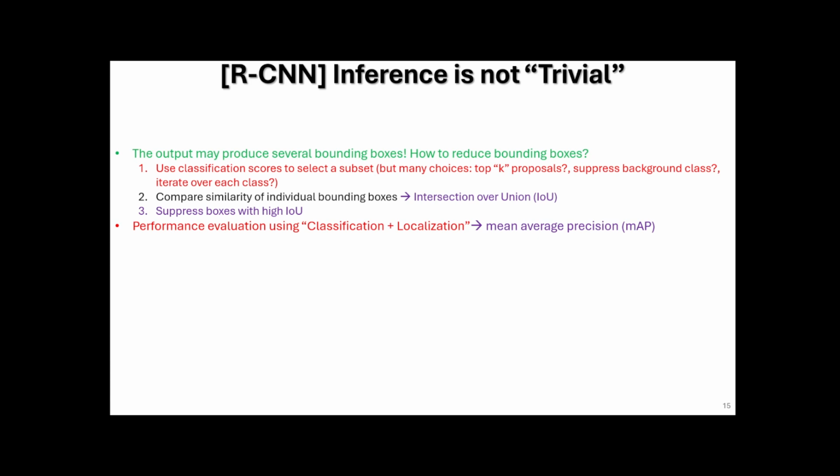If I have selective search giving me 2000 proposals, how do I remove some of the redundant bounding boxes? So I was introducing you to concepts like intersection over union, and then suppressing those with very high intersection over union because they are very similar boxes. And then I also briefly mentioned a measure known as mean average precision, a kind of confusing term because mean and average make the same sense. We will define this in this session. So let's quickly go into each of these aspects in more detail.